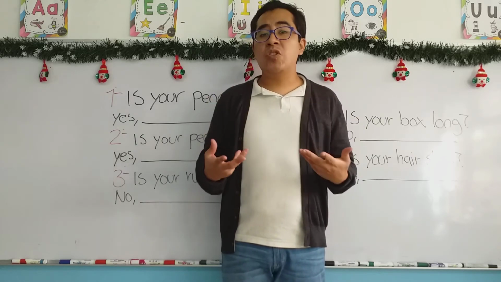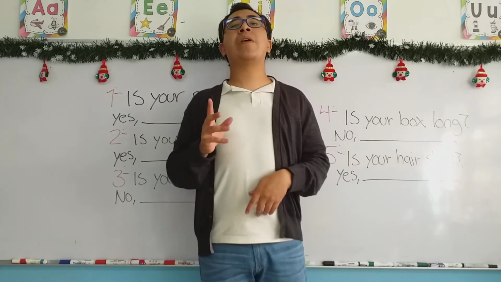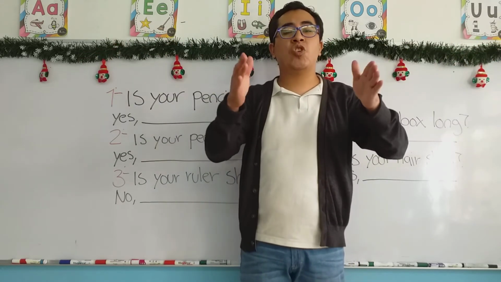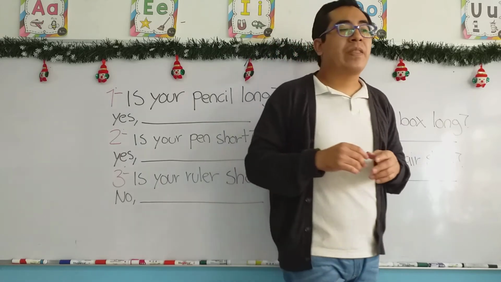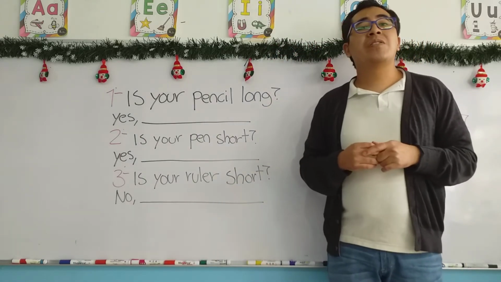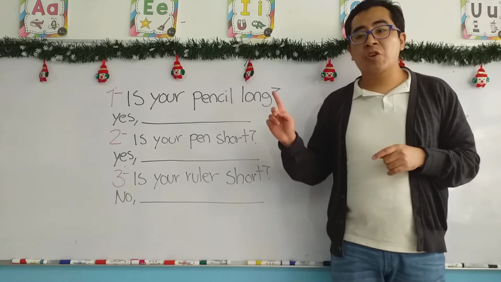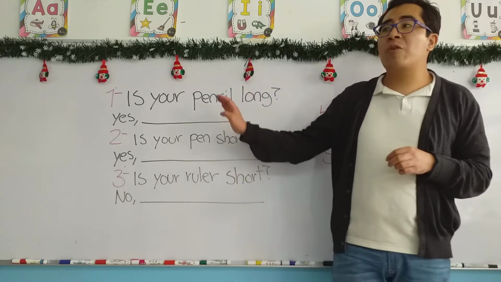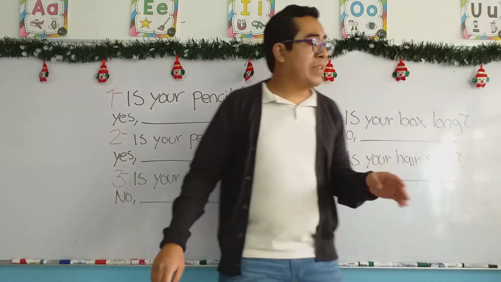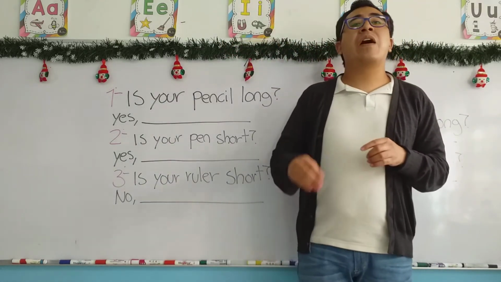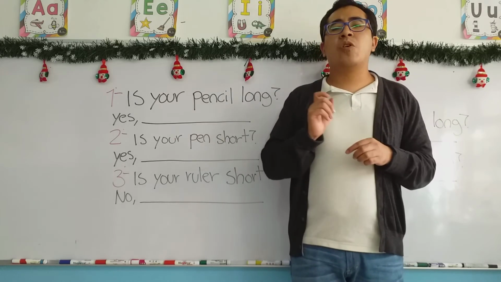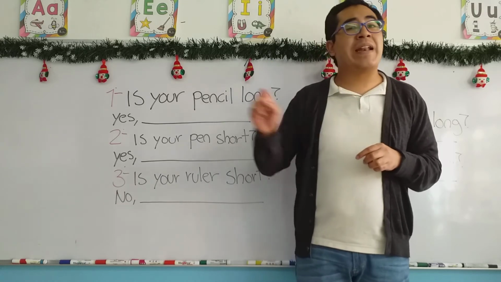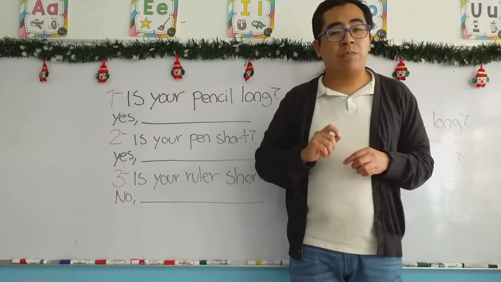Now, the questions for today, as I mentioned, are related to the adjectives long and short. For today, we are going to answer them, but we have to pay attention because they are already answered. The questions that we have in this activity, which are 5, are already answered. The only thing that we have to do is complete the answer and next to draw the object.